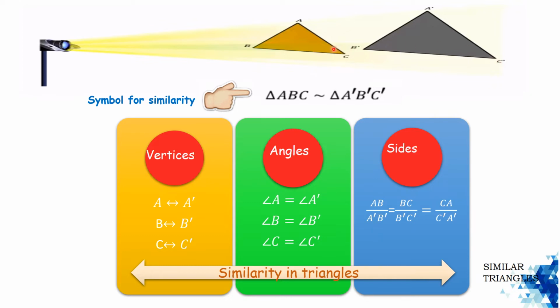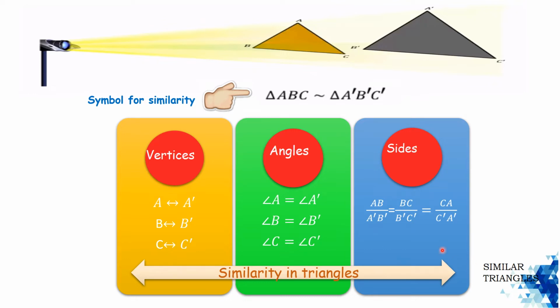When it comes to angles, in these triangles all corresponding angles will be equal. So here angle A will be equal to angle A dash. Though the size increases, there won't be any change in its angles. That's the speciality of similarity in triangles. If all three angles are the same, the triangles are similar, though they differ in size. So angle A is equal to angle A dash, angle B is equal to angle B dash, and angle C is equal to angle C dash.